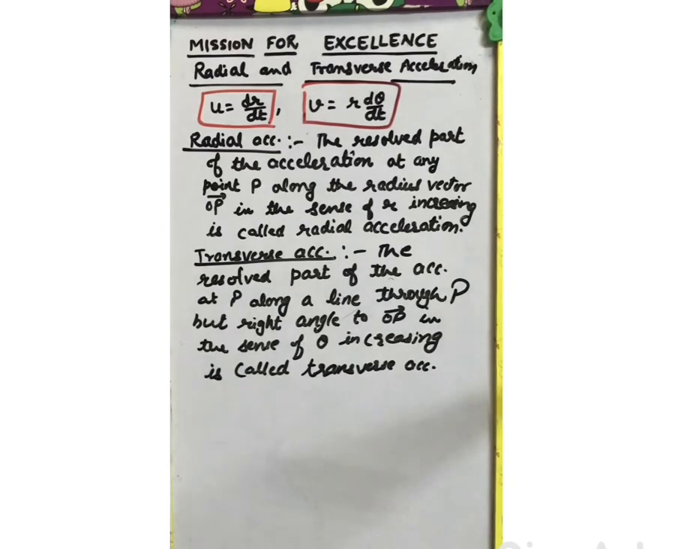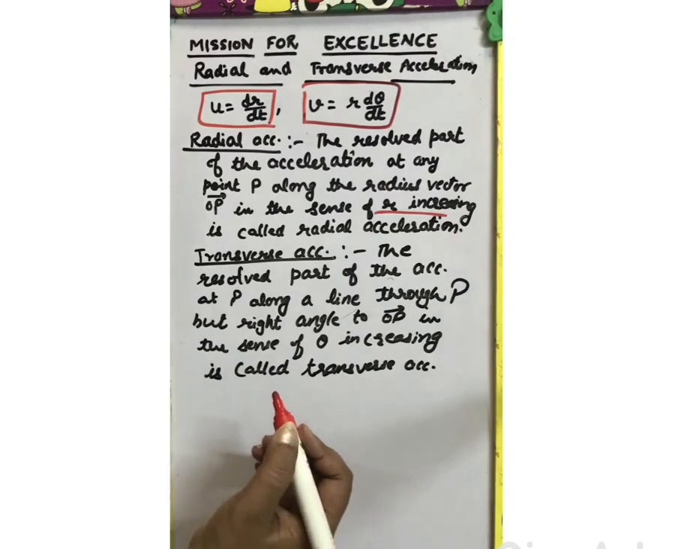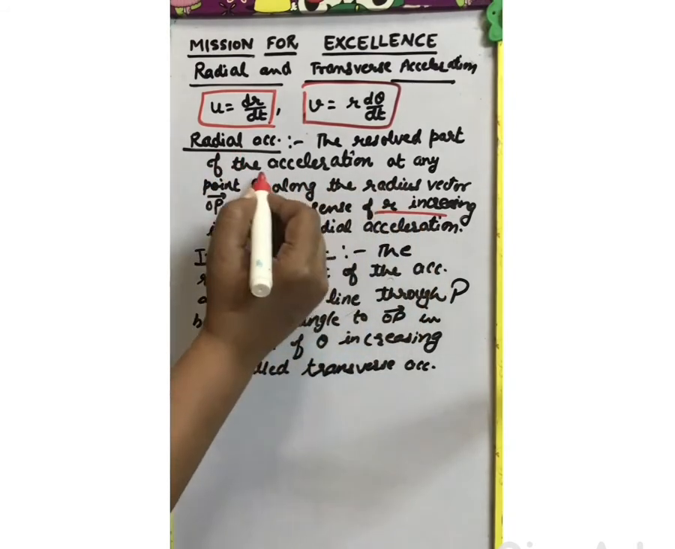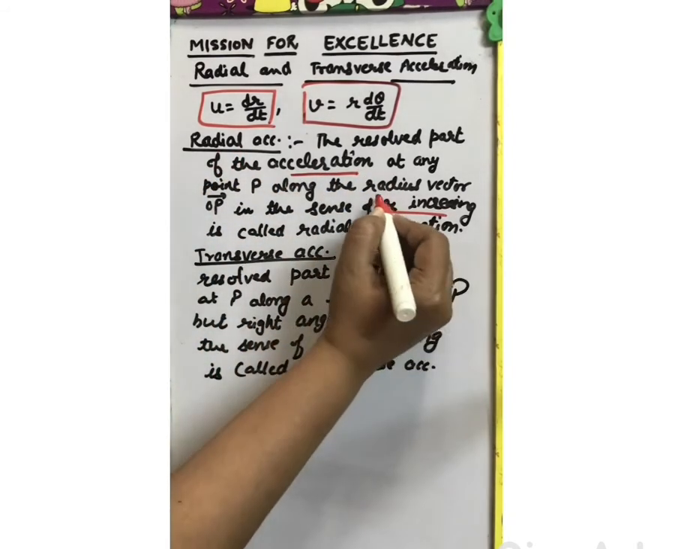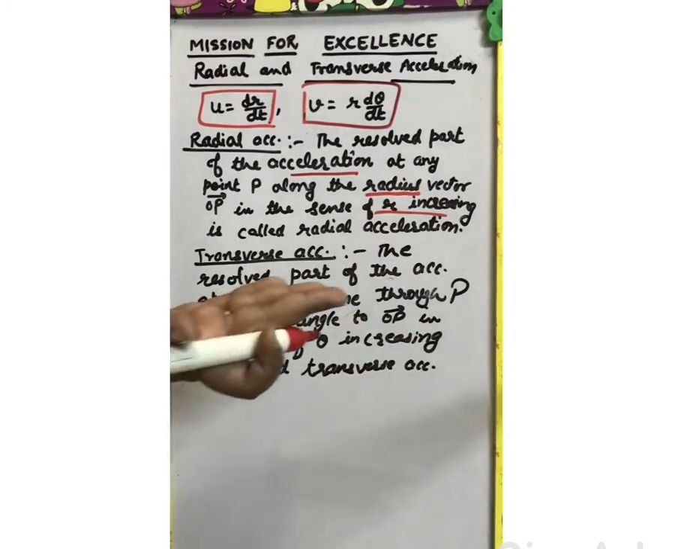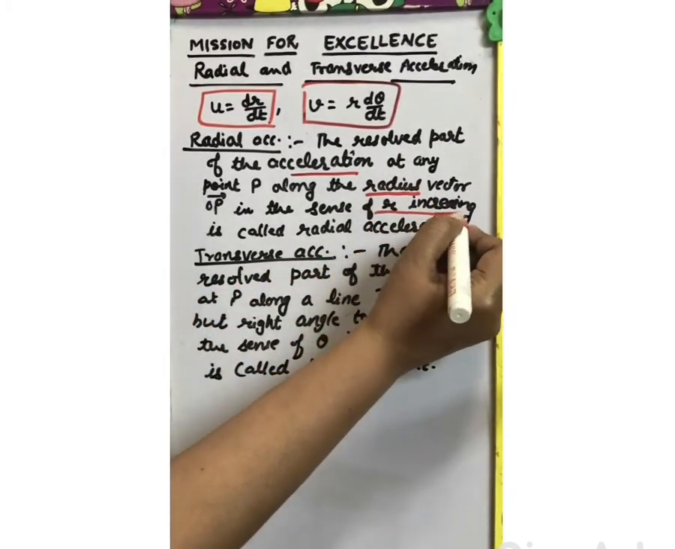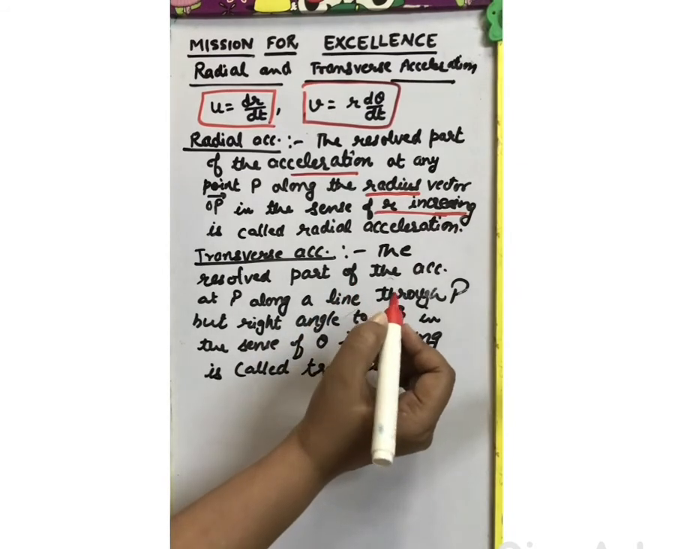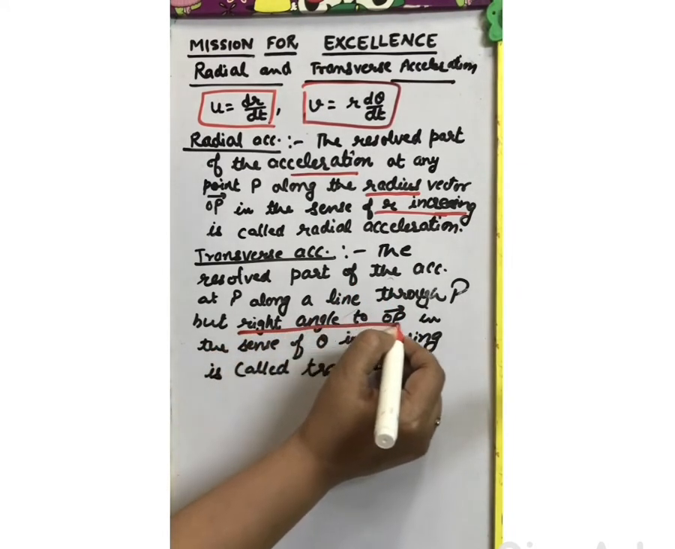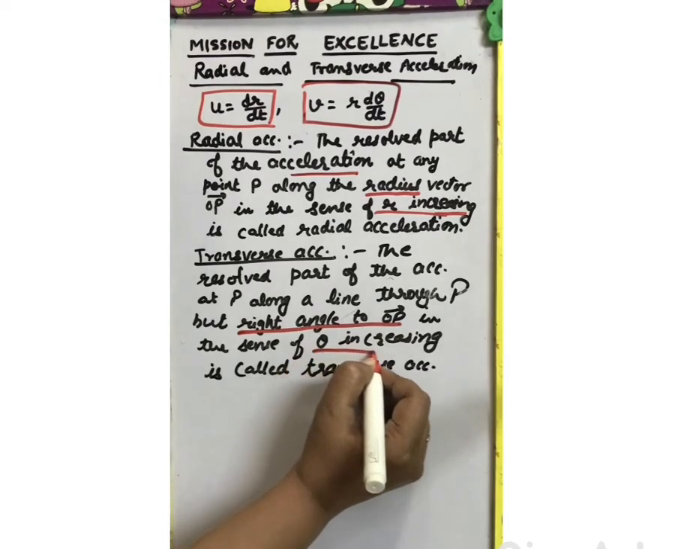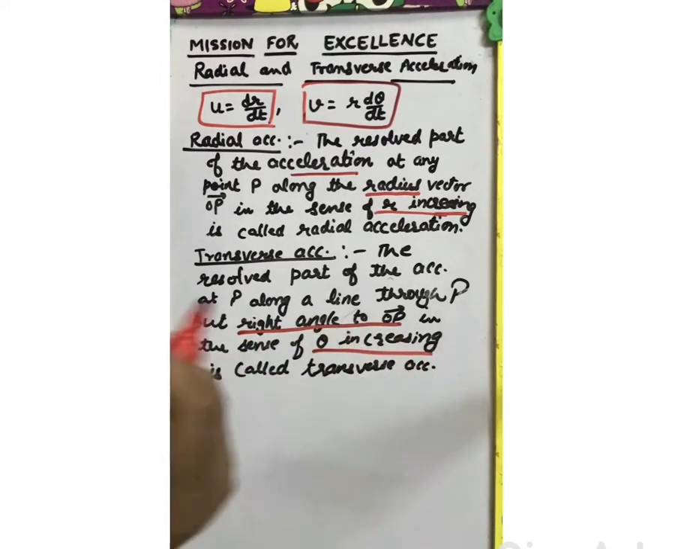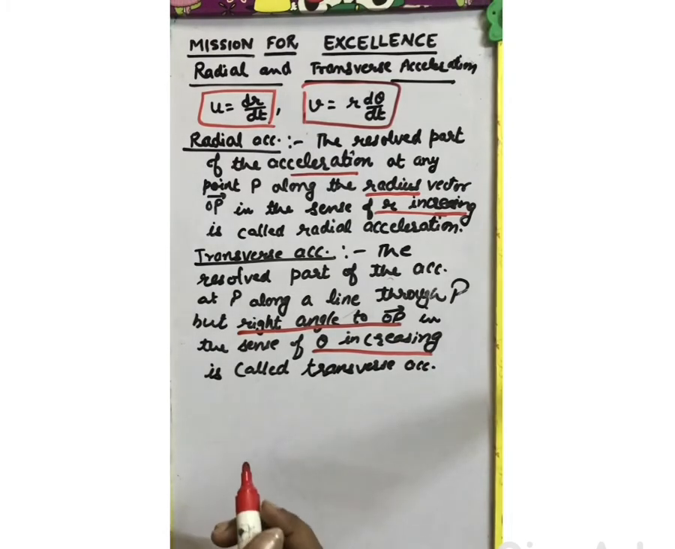As I have told in the previous video, the radial velocity we take in the sense of r increasing, and the transverse velocity we have taken in the sense of theta increasing. Similarly, in the case of radial acceleration, we take the component of acceleration along the radius in the direction in which r is increasing, which means away from the origin. And here we take the acceleration at right angle to the radius vector in the sense of theta increasing, meaning the angle should be increasing. So this is the definition of radial acceleration and transverse acceleration.